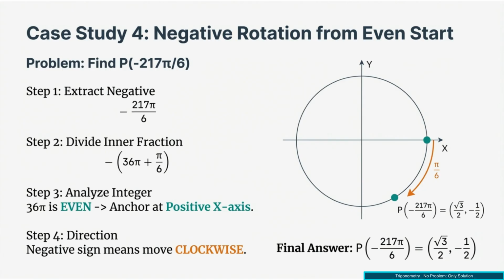Case 4 is a negative rotation from an even start. P of negative 217 pi over 6. Extract the negative, then divide the fraction to get 36 pi plus pi over 6. 36 pi is even, so anchor at the positive x-axis. The negative sign means moving clockwise.